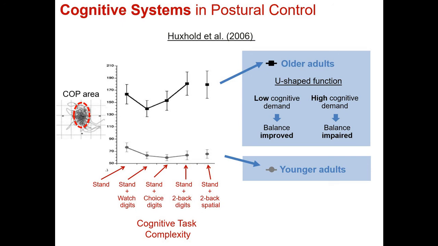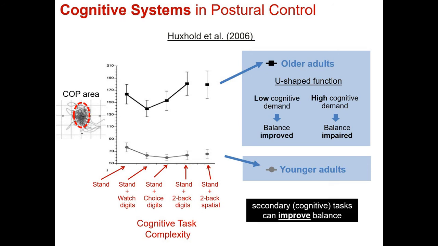We can describe this type of data as a U-shaped function. Balance is impaired when there is almost no cognitive task demands, balance is improved when there's some cognitive task demands, and balance is impaired again when there are high cognitive task demands. What we're seeing here is that there are some cases where the presence of a secondary or dual cognitive task can actually improve performance.